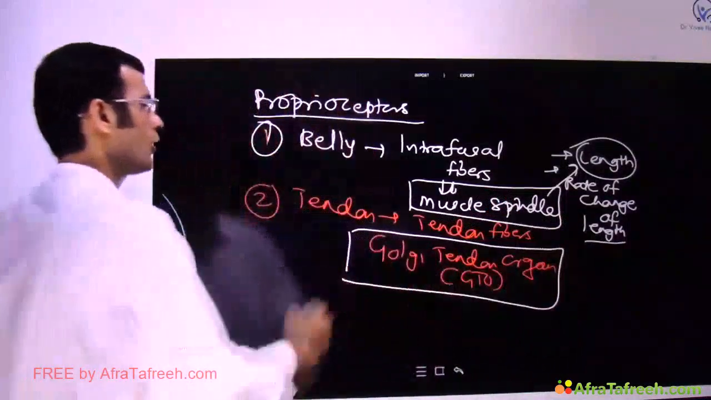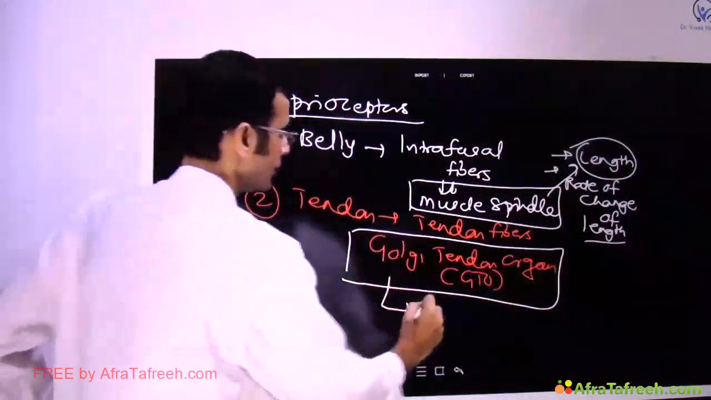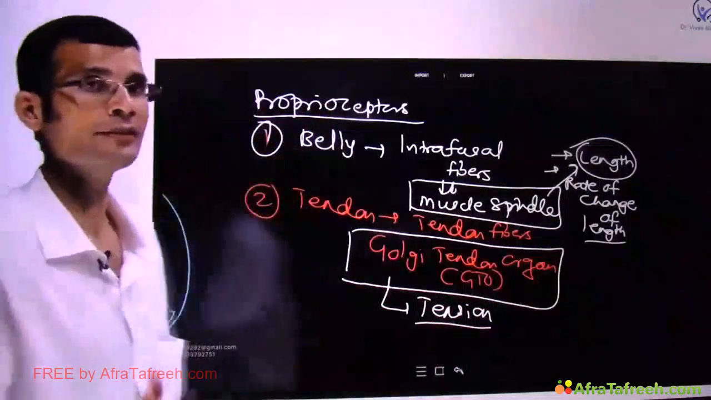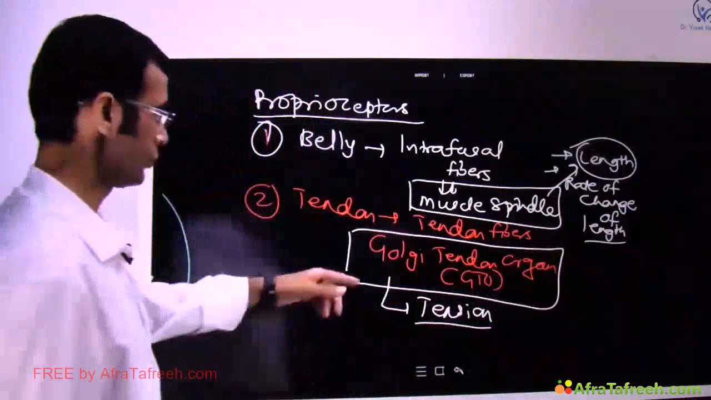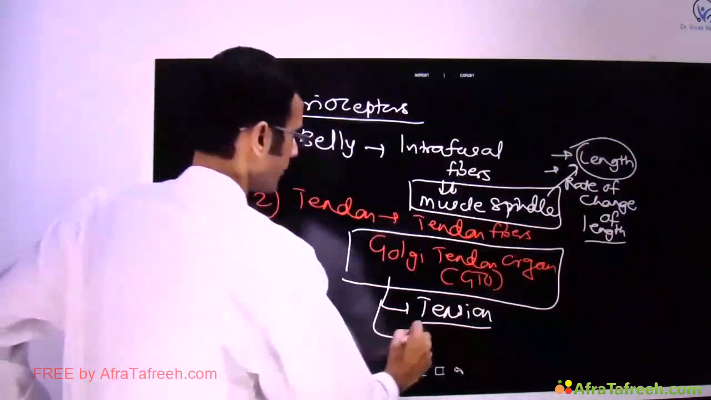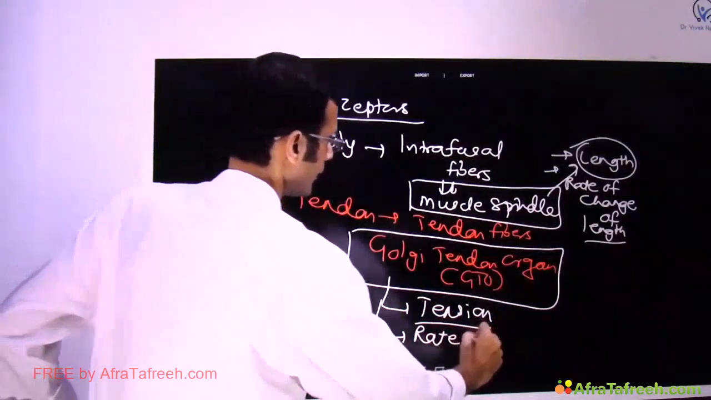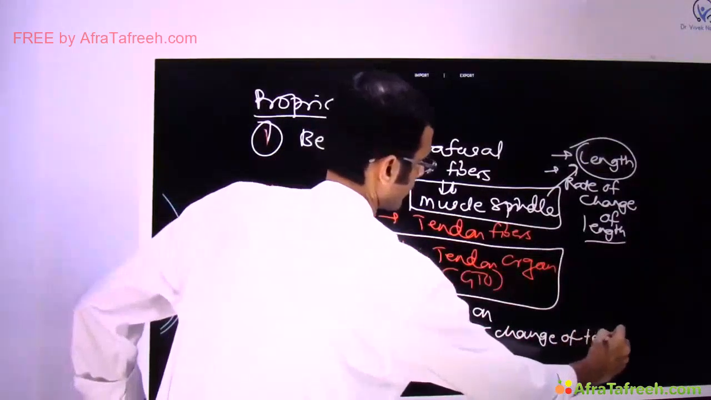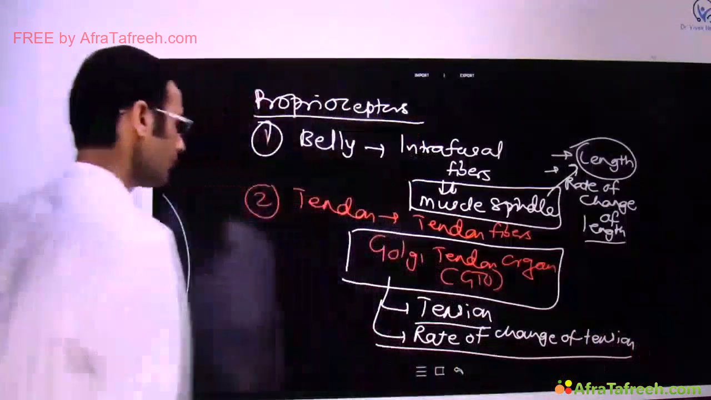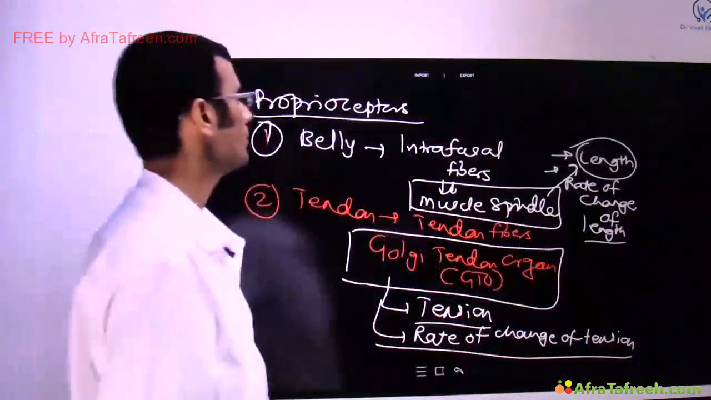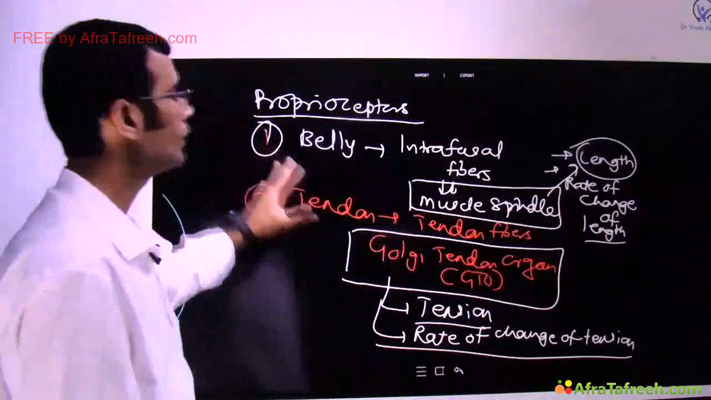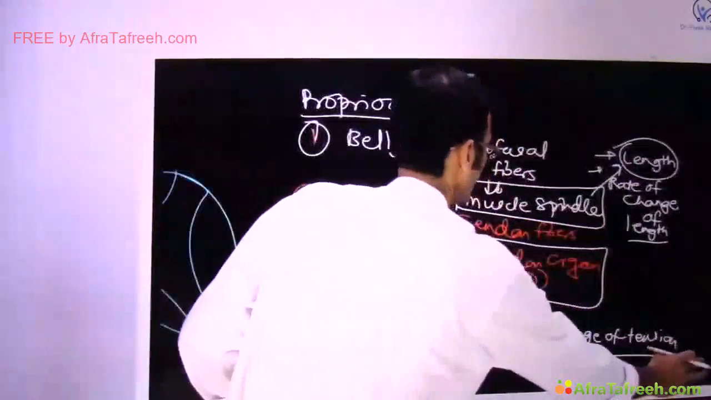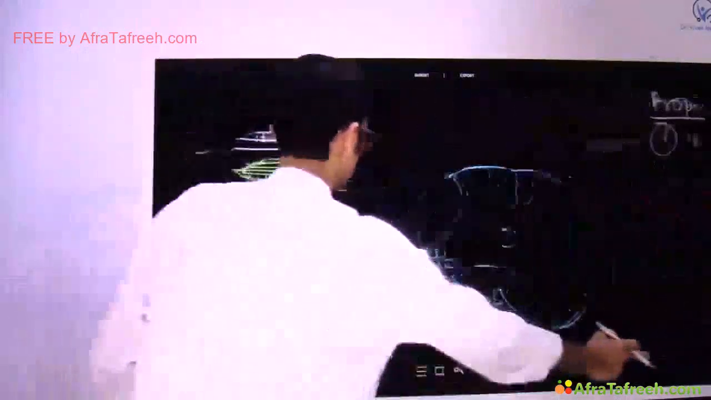Similarly, what does the Golgi tendon organ detect? It detects tension in the muscle. The other dimension of contraction is tension development. So it detects the tension in the muscle and the rate of change of tension of the muscle. So these are the two proprioceptors in the muscle. Let us see these proprioceptors one by one.